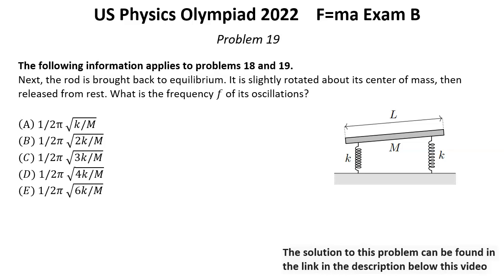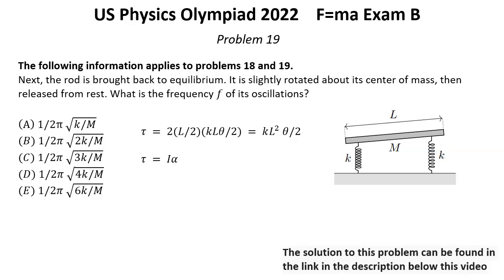Solution for problem number 19. If the rod is rotated by a small angle theta, the net torque on the rod is this one. The rotational form of Newton's second law is torque equals moment of inertia multiplied by angular acceleration.